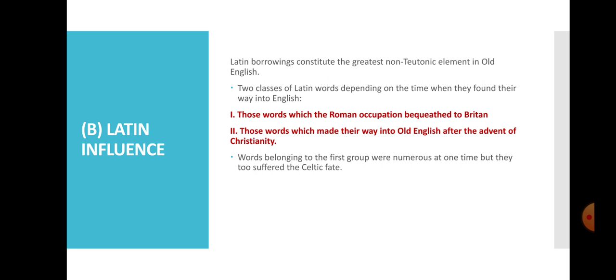So these are the two classes of Latin words that got into Old English. The first is the words that the Roman occupation passed to Britain. The second is the words that found their way into Old English with the advent of Christianity. Words belonging to the first group, that is the words Romans bequeathed to Old English, were numerous at one time, but they too suffered the Celtic fate. That is, they lost their significance gradually. The few words that survived were of practical, concrete character.